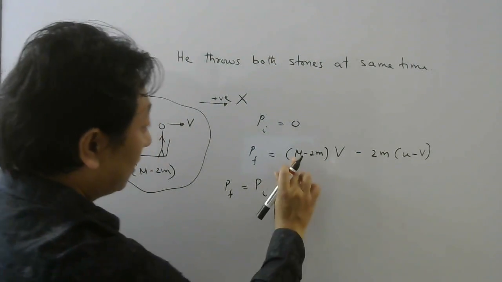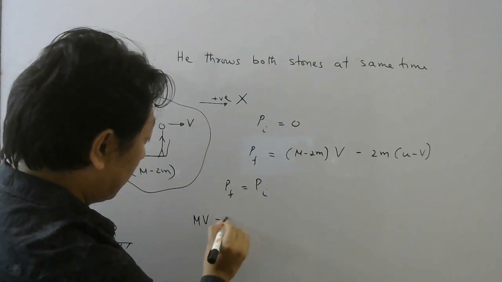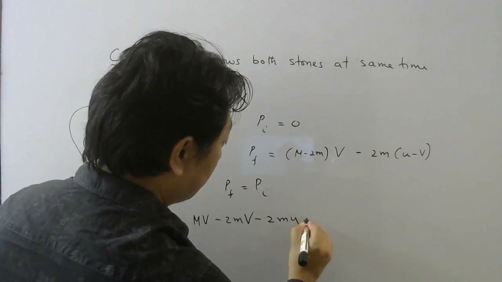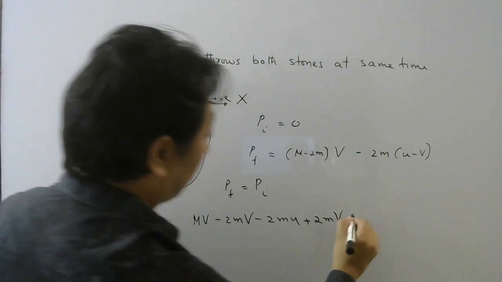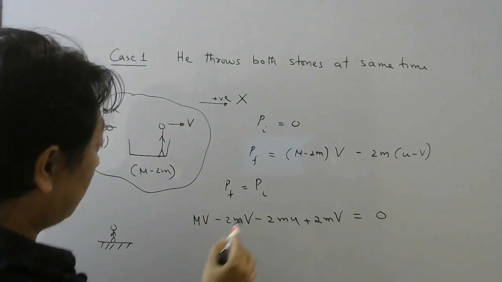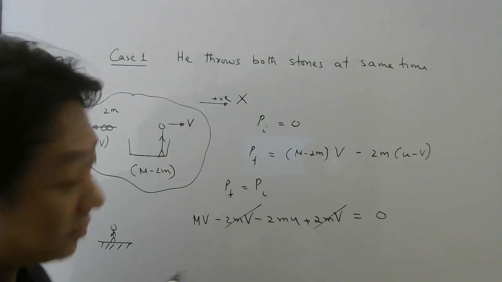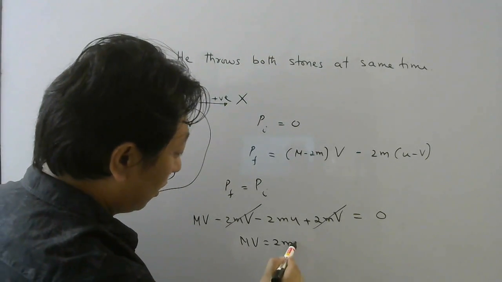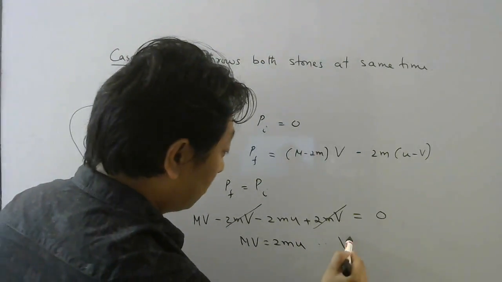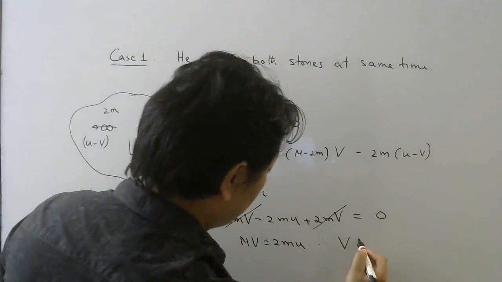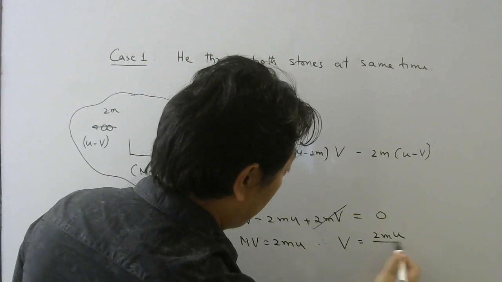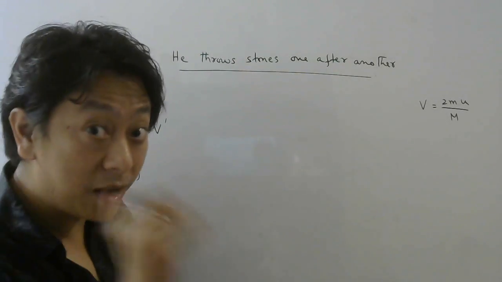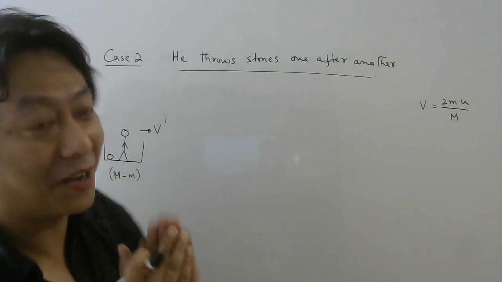Let's open this bracket: (M minus 2m) into v, minus 2m into (u minus v), that is minus 2mu plus 2mv, and that is equal to 0. You can see minus 2mv and plus 2mv will cancel. If you take minus 2mu this side, you will get Mv equals 2mu, and therefore the speed of the boy after he throws the stones will be 2mu by capital M. Let us now discuss case number 2, where he throws the stones one after another, not both at the same time.